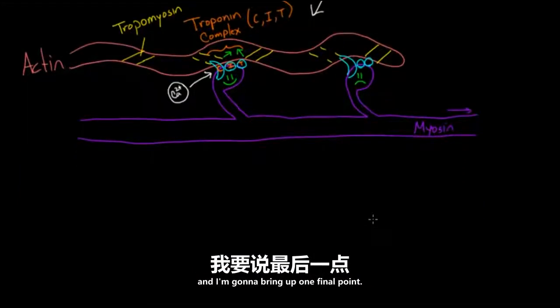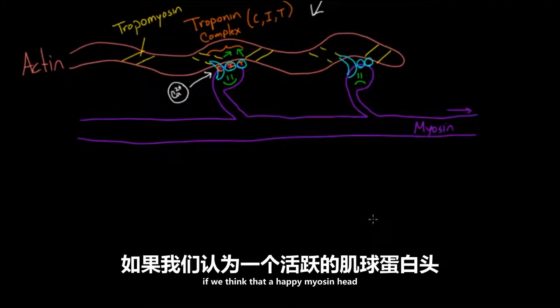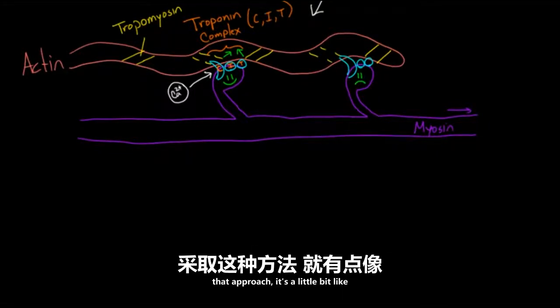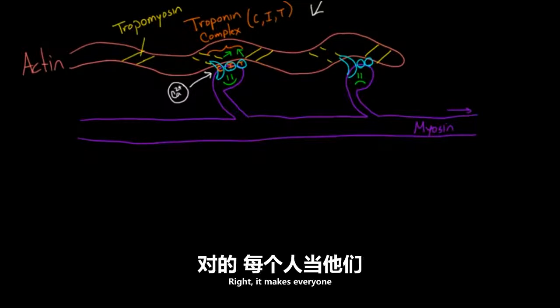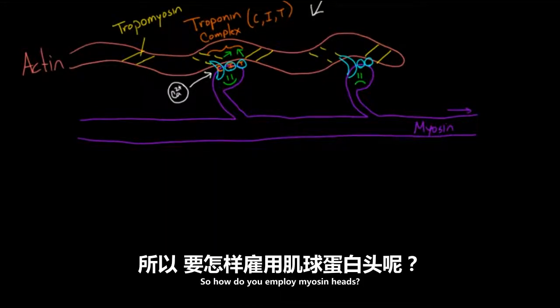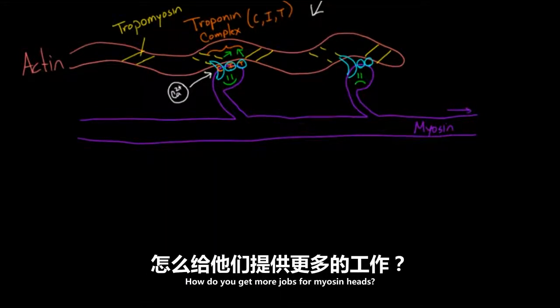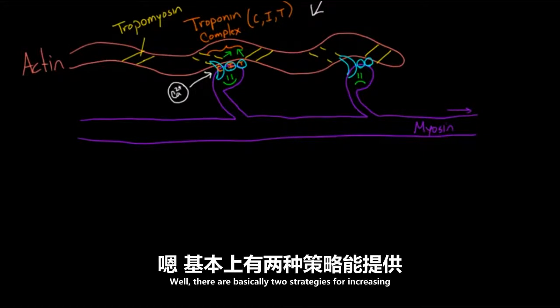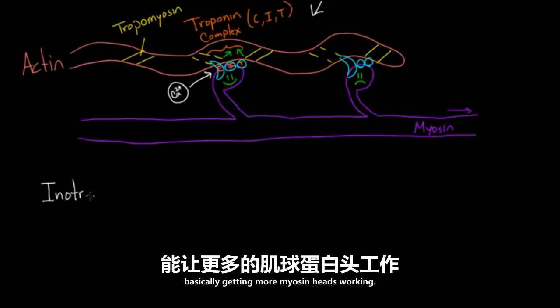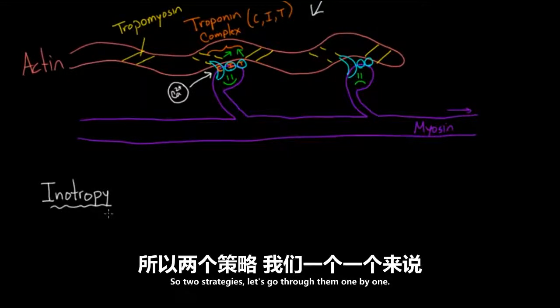Now let me clear a little bit more space for us, and I'm going to bring up one final point. I mean, if we think that a happy myosin head is a working myosin head, if we take that approach, it's a little bit like, I guess, getting a job, right? It makes everyone happy when they have a job, when they're employed, and myosin heads are no different. They want to be employed. And so how do you employ myosin heads? How do you get more jobs for myosin heads? Well, there are basically 2 strategies for increasing what we call inotropy, or basically getting more myosin heads working.